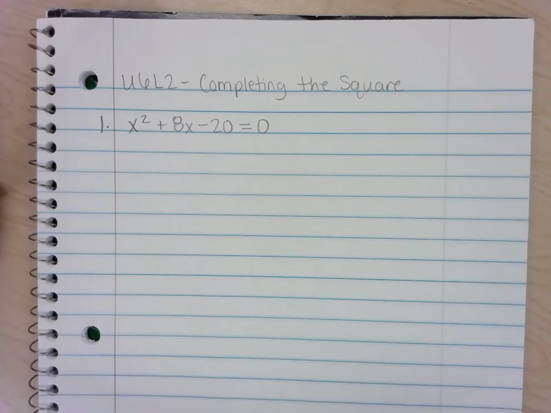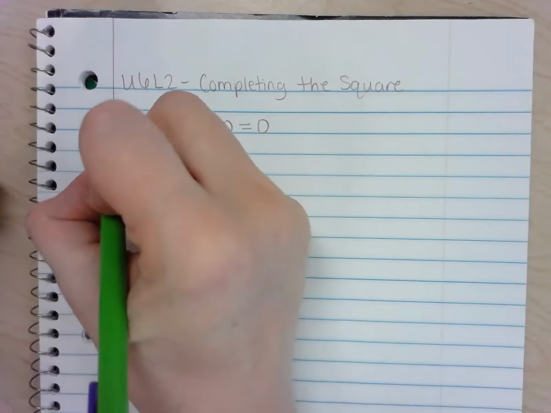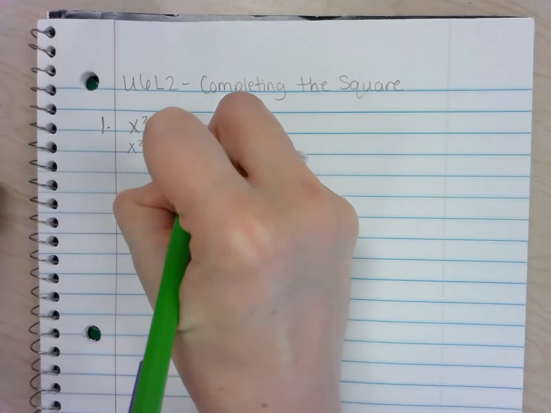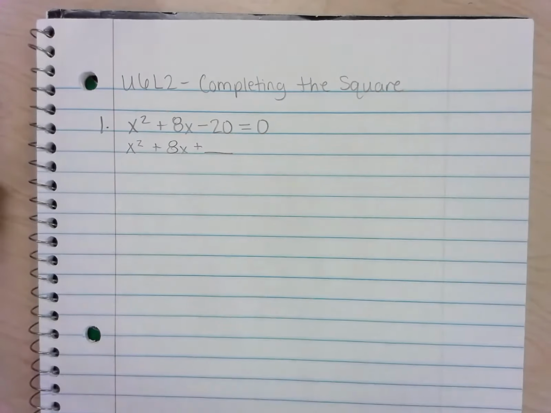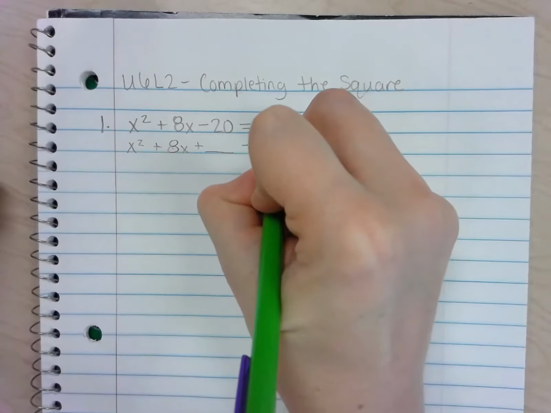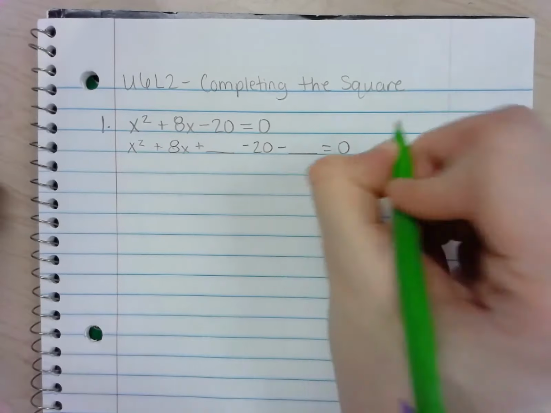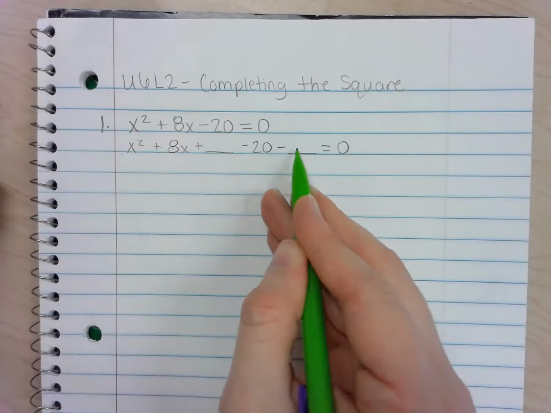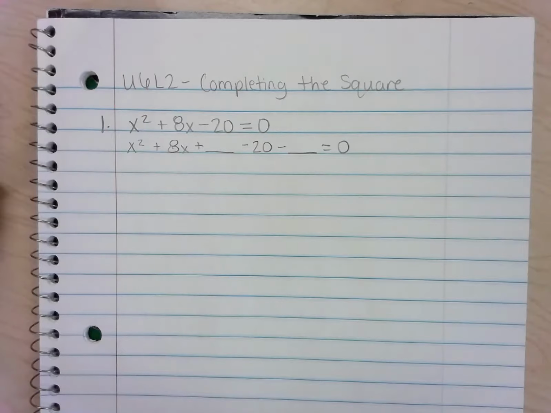Let's rewrite this with places to add our c value and subtract our c value in order to complete the square. So we have x squared plus 8x plus a blank, that's where we'll put our value that completes the square, minus 20 minus a blank. We have to add a value to complete our square, so that means we're going to subtract that same value in order to keep this equal and balanced.